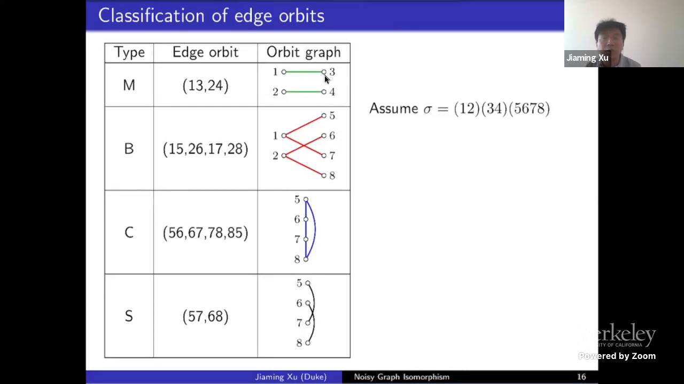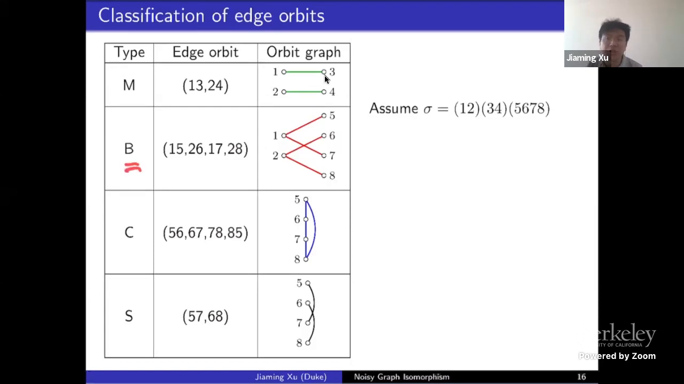In particular, we classify the edge orbits based on how they are generated into the following 4 types. The first type we call the matching, denoted by M. This is generated by 2 node orbits of the same size. For example, here we have node orbit {1, 2} and node orbit {3, 4}, and this will generate the edge orbit {1, 3}, {2, 4}. If we view this as a graph, this is just a matching between the nodes of node orbits of the same size. So that's why we call it a matching type.